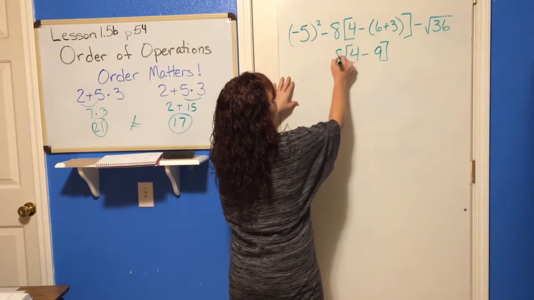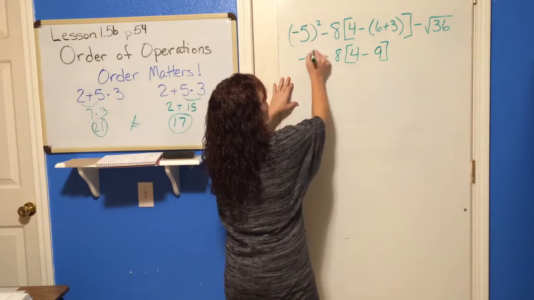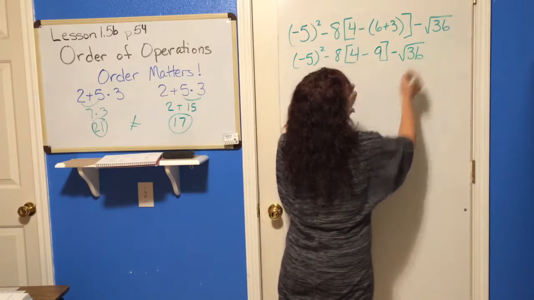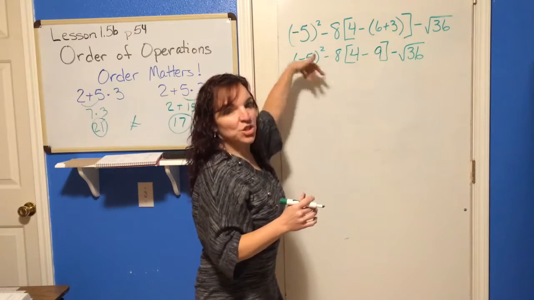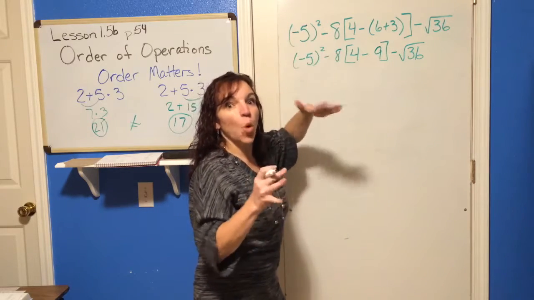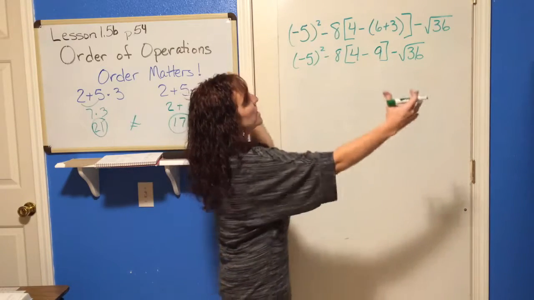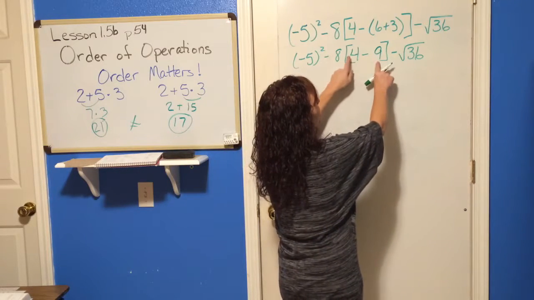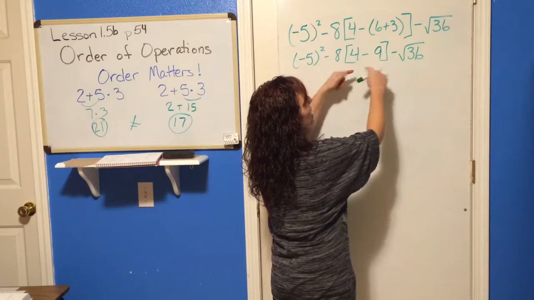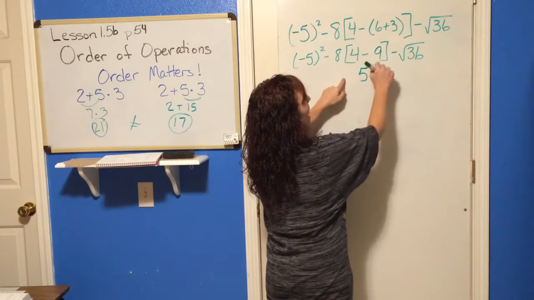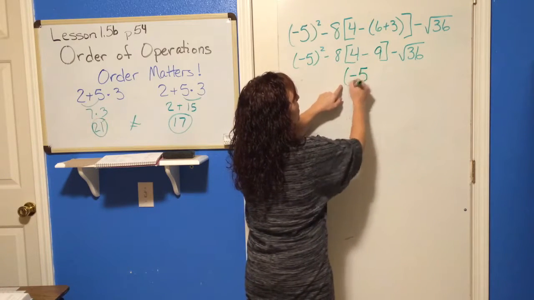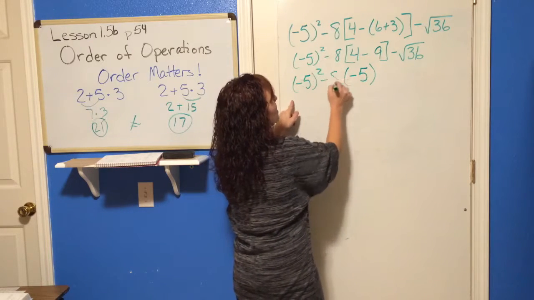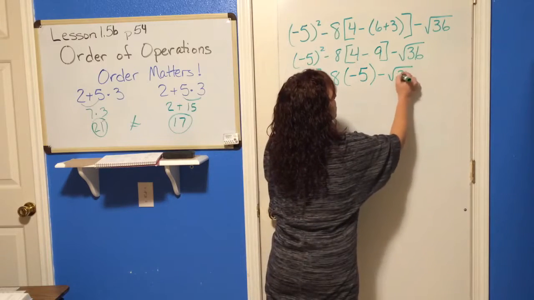Don't lose any other part of it. Lots of steps on these. But it's going to be really easy just to drop off little things and lose them. Don't do that. Keep track of everything. Still more parentheses. So now inside these parentheses, 4 minus 9, we've got a positive and a negative. So you're going to subtract. 5 is the difference. 9 is bigger, so it's negative. So you've got negative 5 squared minus 8 minus square root of 36.